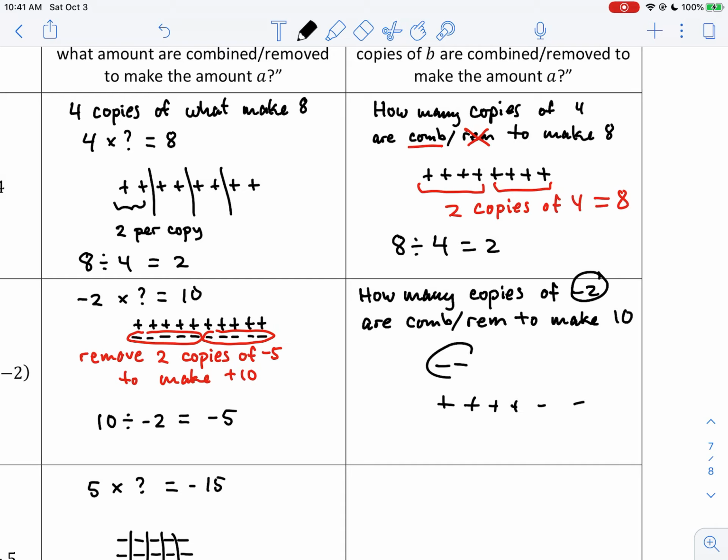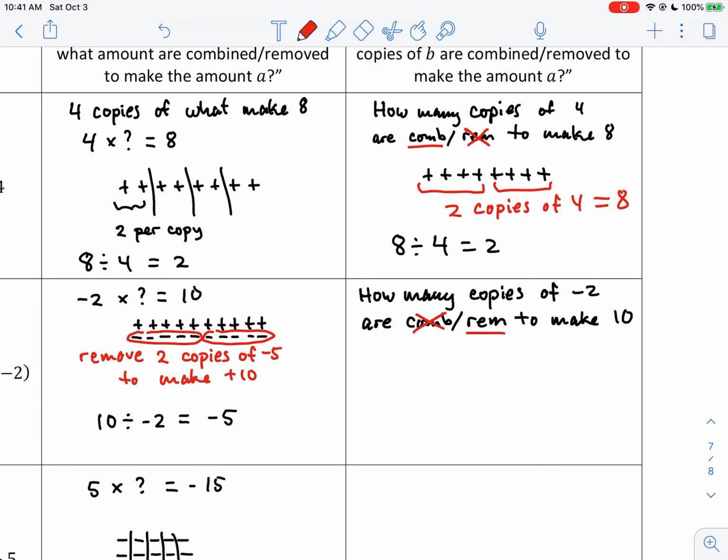Here's negative 2, and we're trying to get to positive 10, right? It's a bunch of positives. Well, if I combine a bunch of negatives, I just get more and more negative. I can't combine negatives to make a positive. And so this tells me that we will not be doing any combining. Instead, we'll be doing removing.